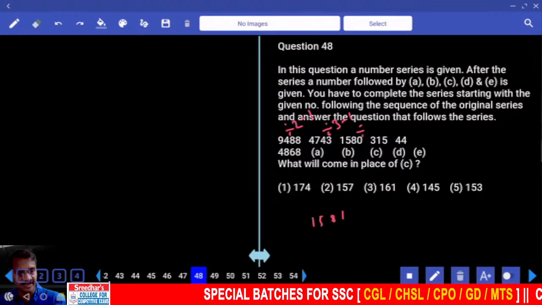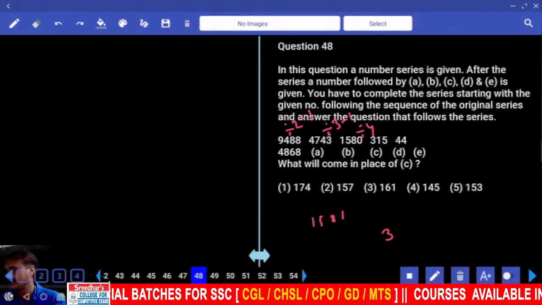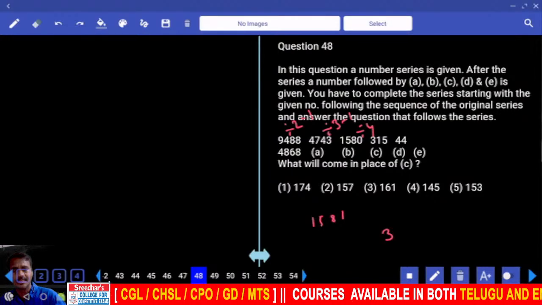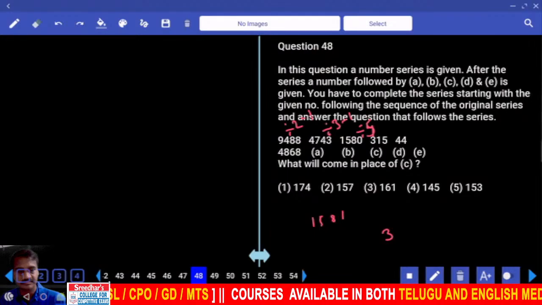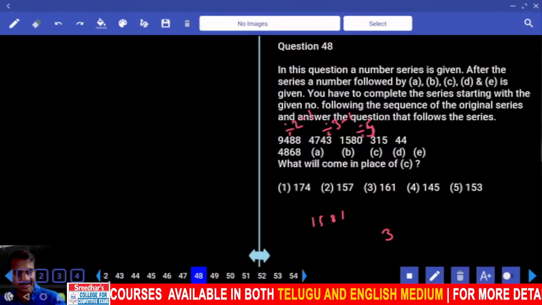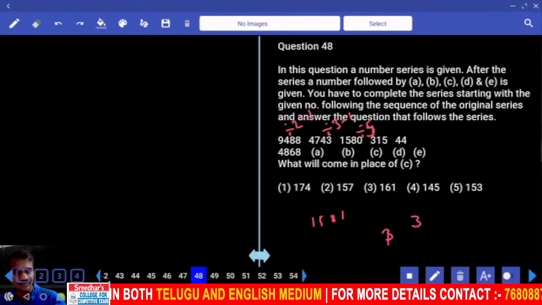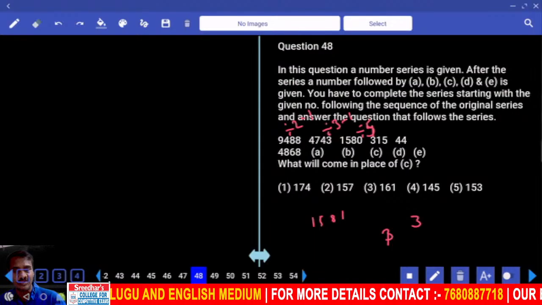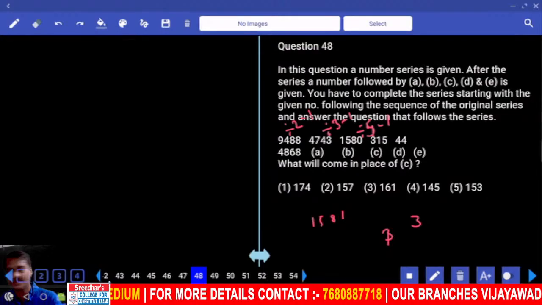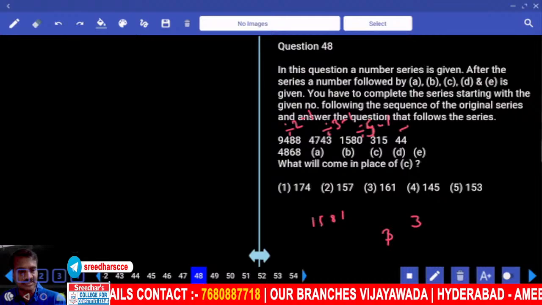Next one, divided by 4. 1580 divided by 4, and 4, 3 is 12. 38. And divided by 5. Then divided by 5, prime numbers 2, 3, 5 you can write. Now 1580 divided by 5, how much? 316 minus 1. Does it fit or not? And next one, what to do? Then next one, divided by 7 minus 1.